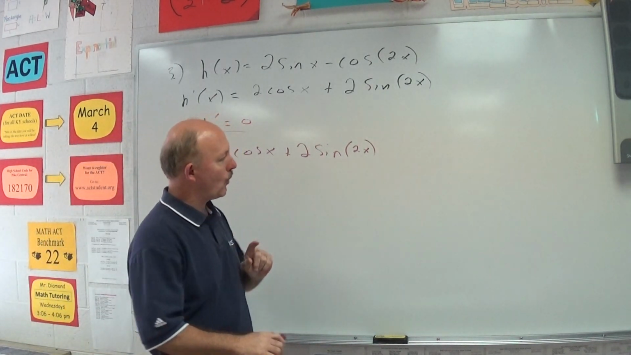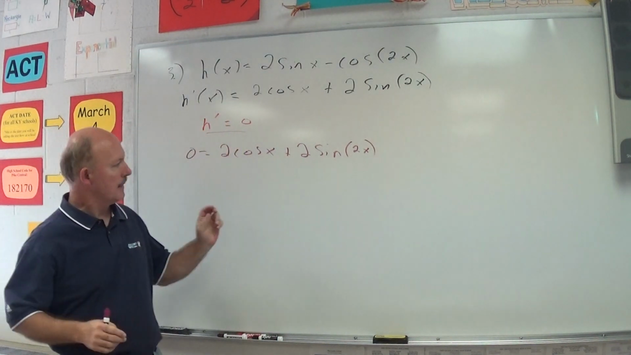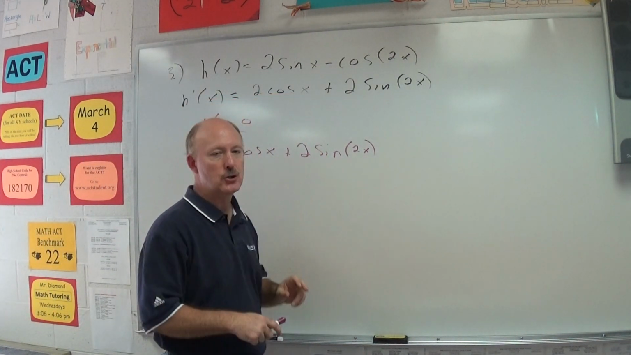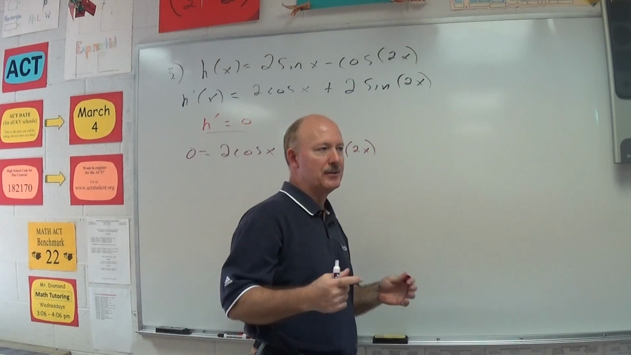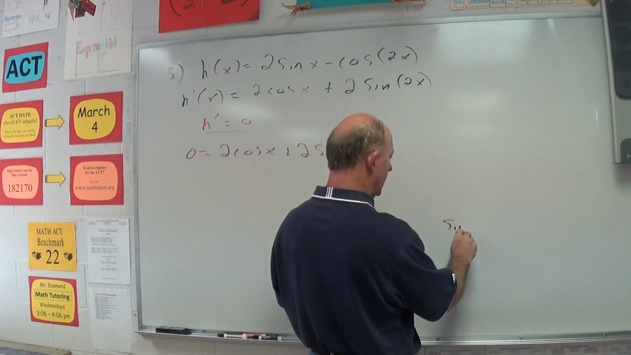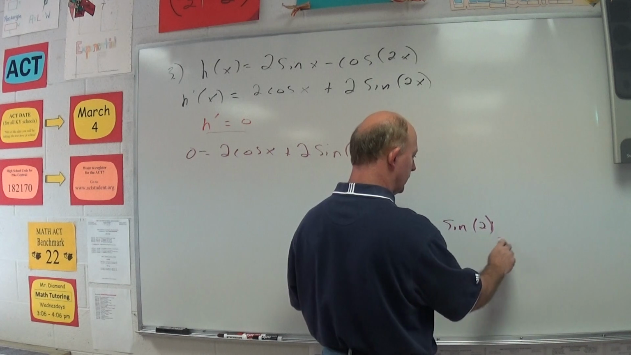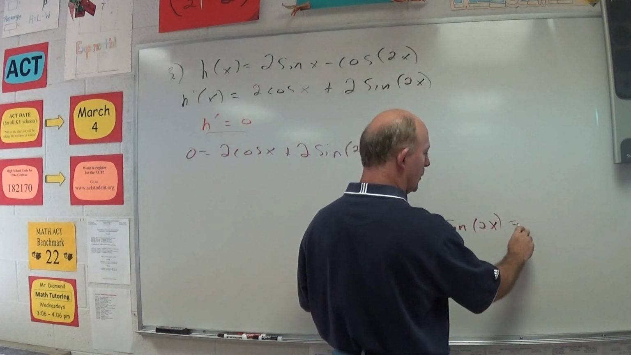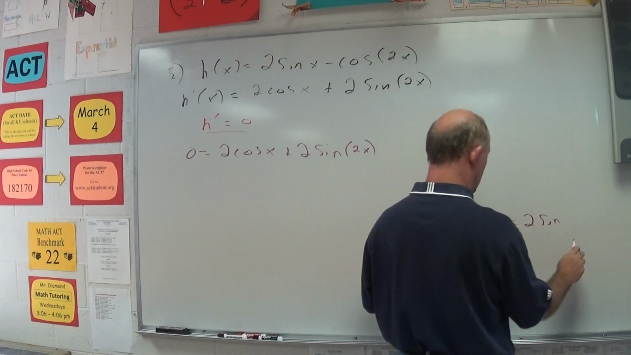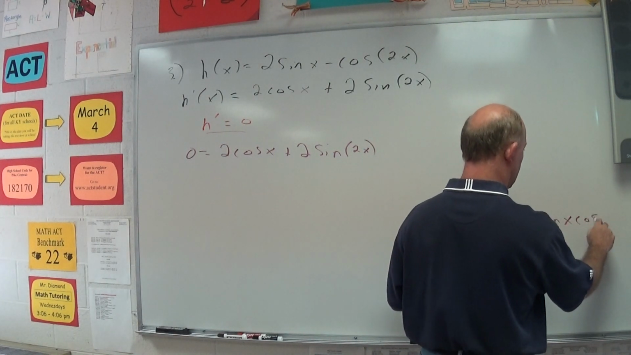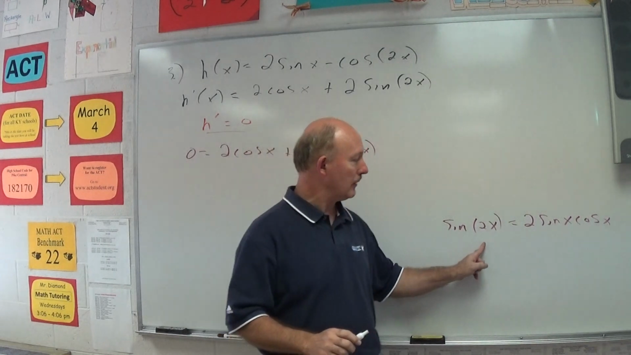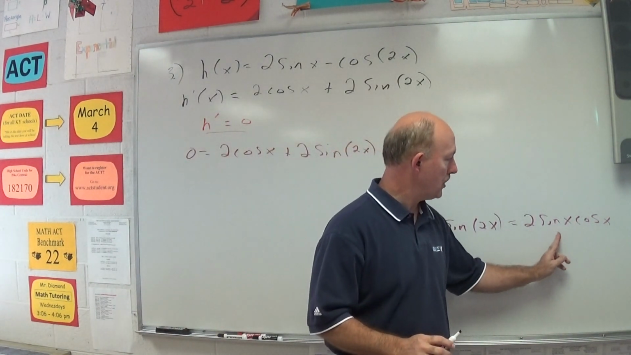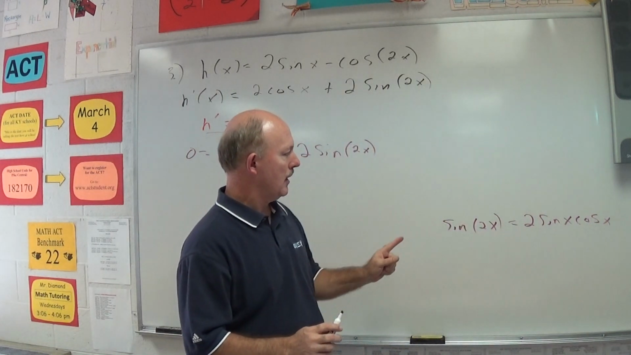Now, to solve this trig equation, there's a couple of ways to do this. Probably the easiest way would be to rewrite sine 2x. Now, if you remember what's called the double angle formula in trigonometry, sine 2x is going to be equivalent to 2 sine x cosine x. We can rewrite sine 2x in terms of just sine and cosine. So this is equivalent to 2 sine x cosine x.